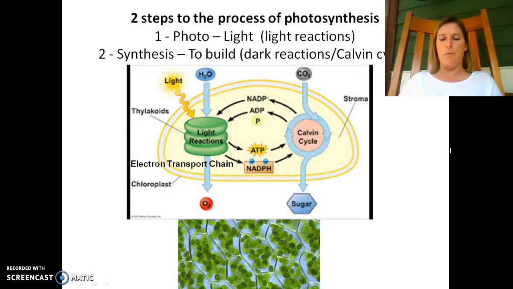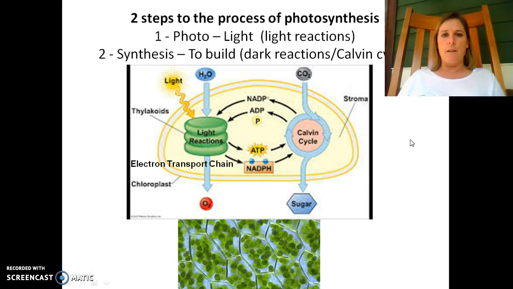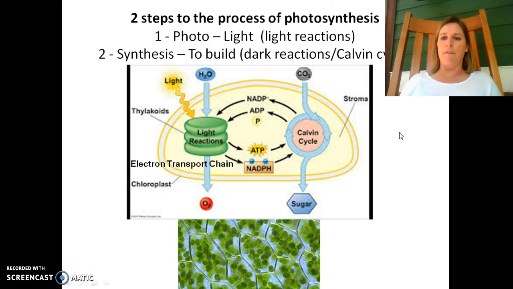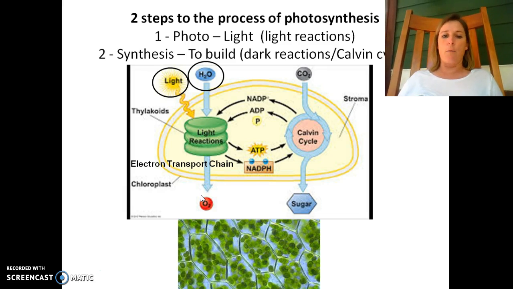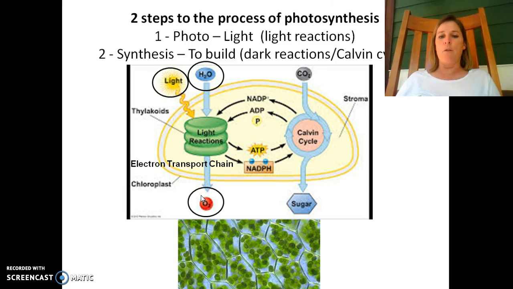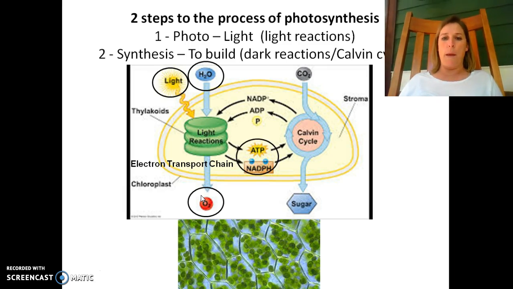There are two steps to the process of photosynthesis. I like to look at the word photosynthesis itself and break it up into two pieces. First, photo means light, and that refers to our light reactions. Photosynthesis light reactions take place in the chloroplast, as you can see down here. It uses water with energy from light in the thylakoids of our chloroplasts, and through the electron transport chains it releases energy and oxygen, and that energy is in the form of ATP.